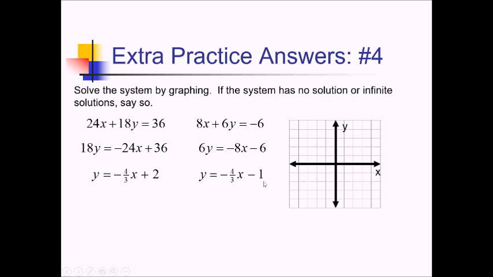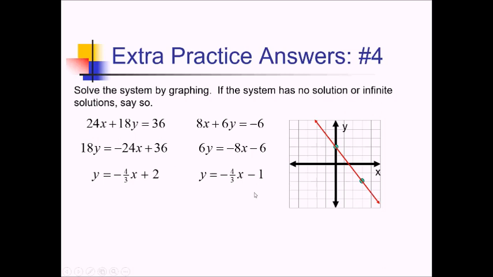So graphing each of these, for the first one, I have a y-intercept of positive 2. So that's 2 on the y-axis right here. And my slope next to the x here is negative 4 over 3. So I can think of that as going down 4 and right 3. And let's just draw a line through those.